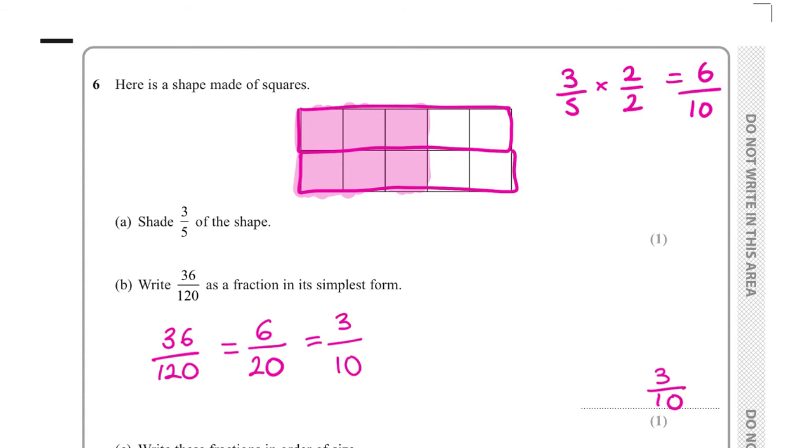Another way to look at this, which is becoming increasingly popular, and I do prefer this way, 36 over 120 can be written as 12 times 3 over 12 times 10. They both have 12 times. We can divide a common factor of 12 on the numerator and denominator to get 3 over 10. Perfect.